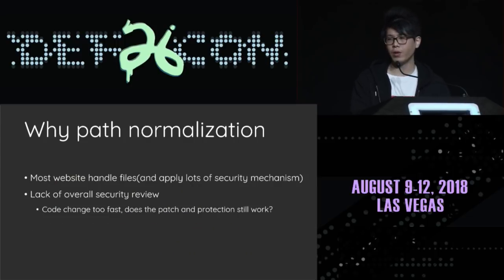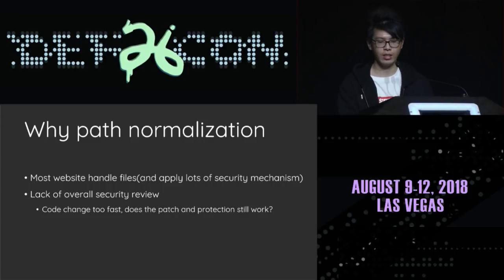So back to our topic, why do I target path normalization? Because most websites handle files. Also, path traversal is an old problem in many web applications, but that is also the plus, with lots of protections and bypasses. As I mentioned before, there are lots of dangerous patterns, so if you can find the difference between the check and the use, you can bypass the protection. Another reason is that in large projects, the code changes too fast and lacks an overall security review. For a new commit, is there any side effect or bypass of the existing security mechanism? Who knows?